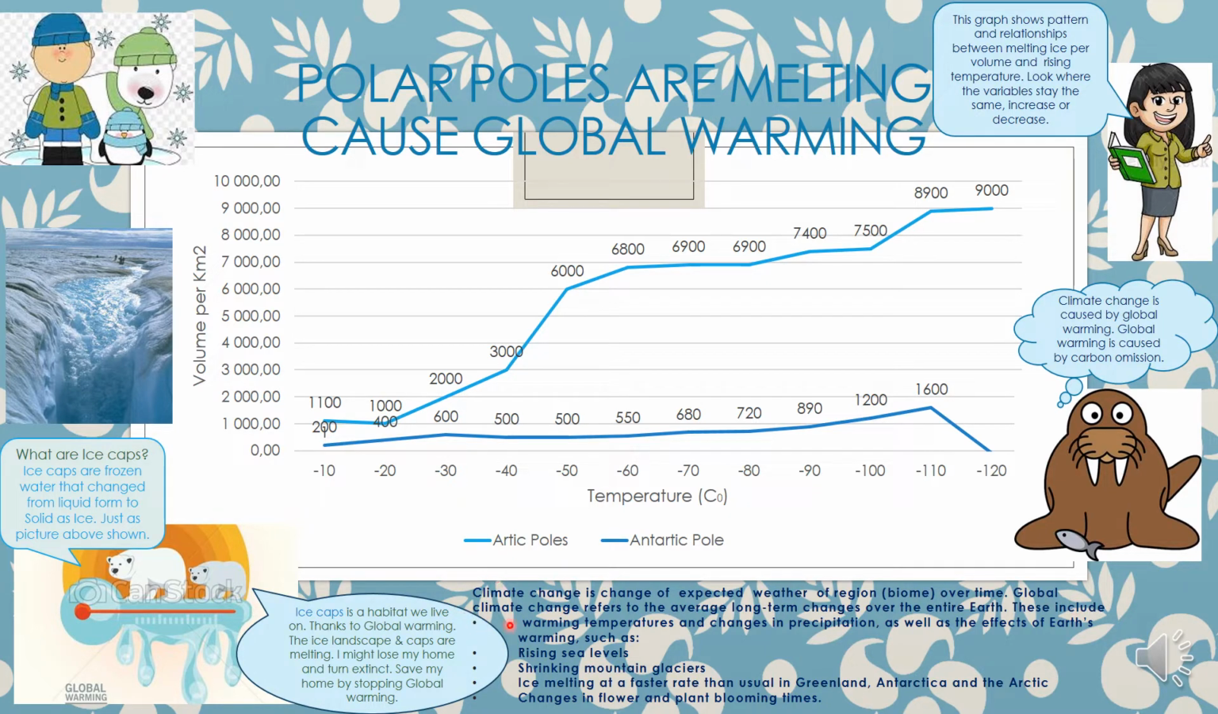Climate change refers to the average long-term changes over the entire Earth. This includes warming temperatures and changes in precipitation, and also the effects of Earth's warming, such as the rising sea levels, shrinking mountain glaciers, ice melting at a faster rate than usual in Greenland, Antarctic, and Arctic, changes in flower and plant blooming times, which is around spring, and ice caps.